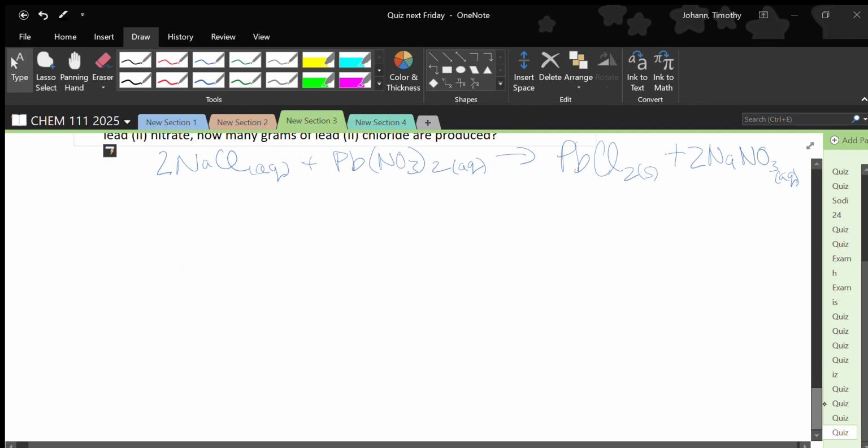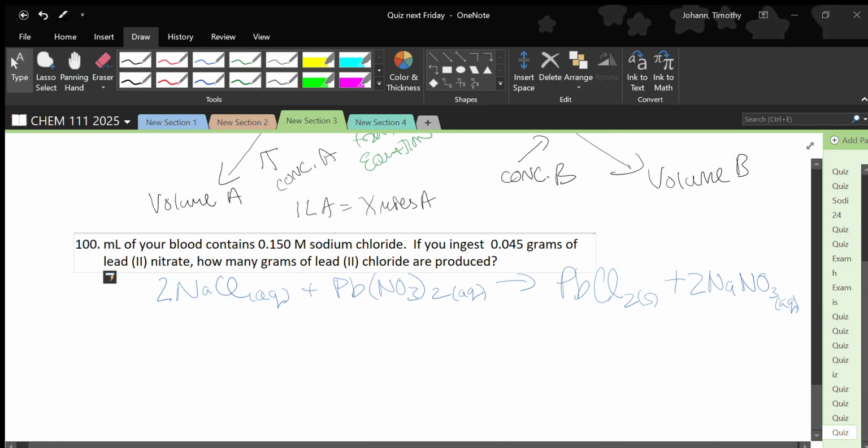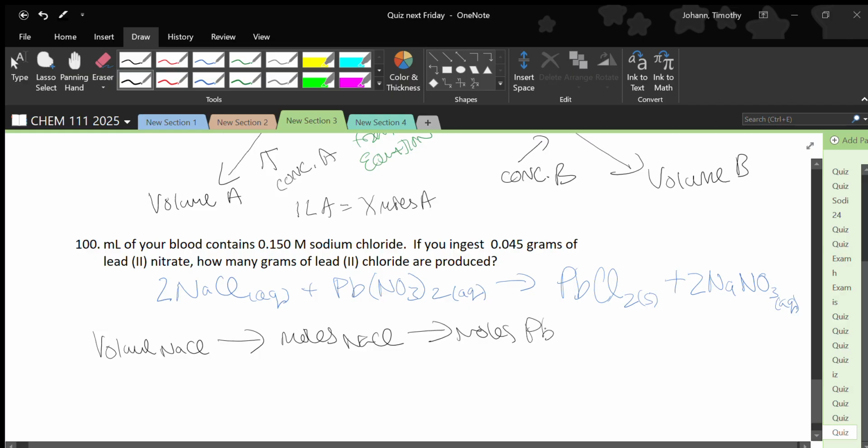Okay. So now we have a volume, right? Now we have a volume of sodium chloride, and we're going to go to moles of sodium chloride, and from there we're going to go to moles of lead chloride, and from there we're going to go to grams of lead chloride.